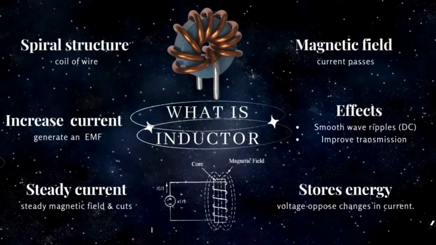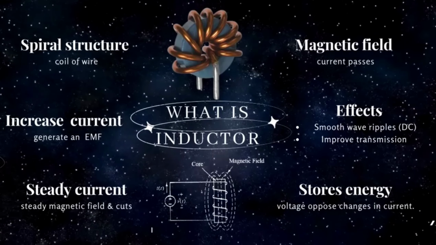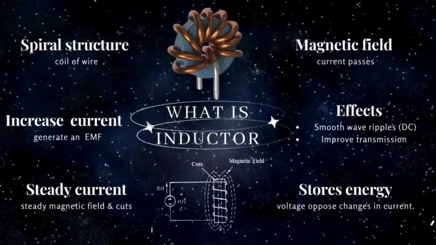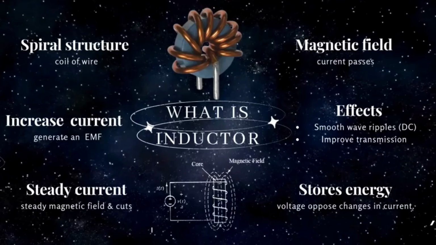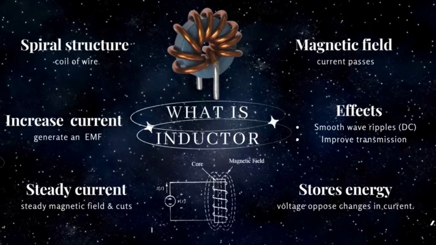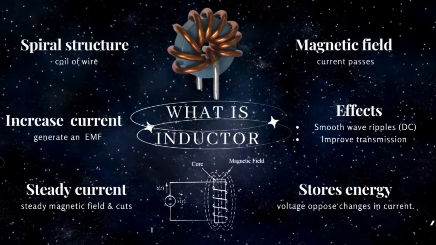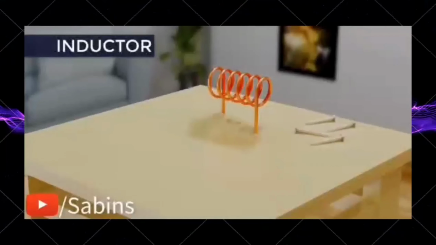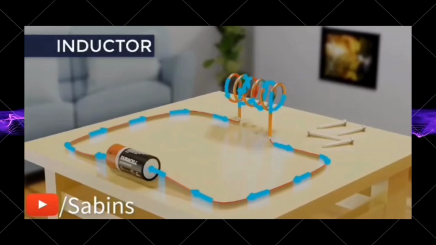Inductor is a spiral structure coil of wire that can create a magnetic field when current passes through it. Increasing the current in a coil will create a changing magnetic field that will generate an electromotive force, EMF, in the coil. Inductor can be said to be a very interesting device.